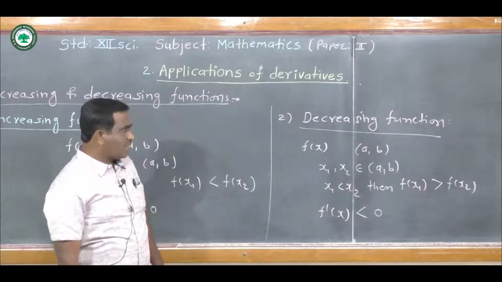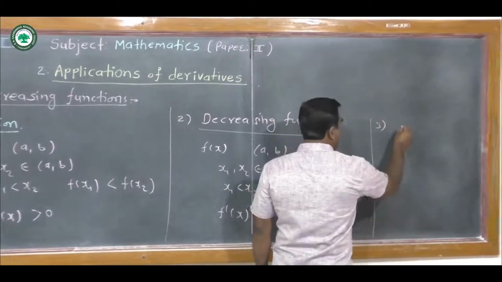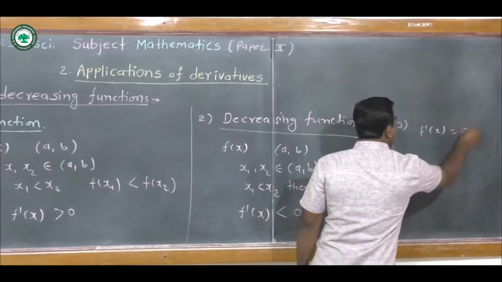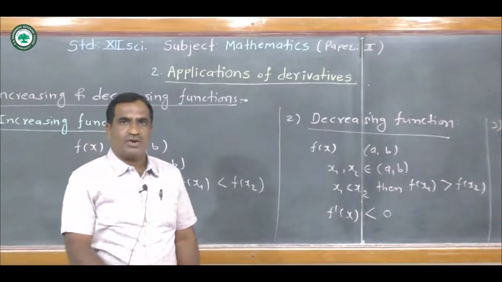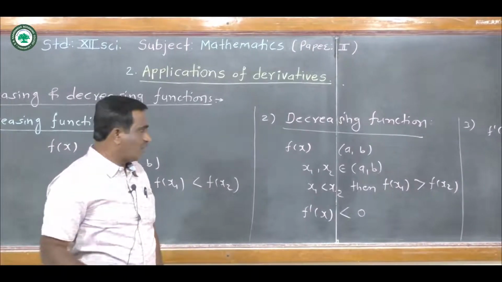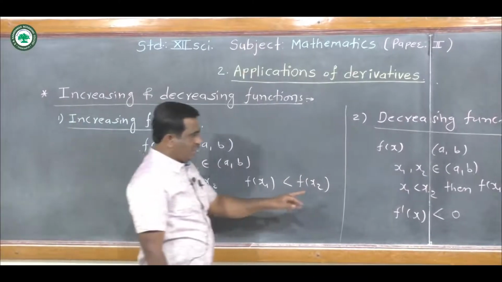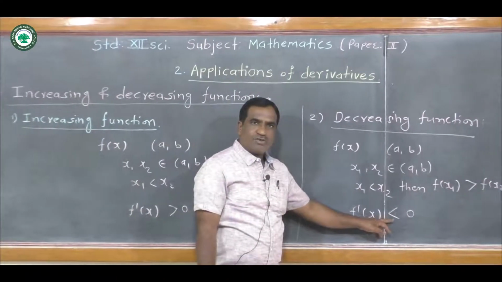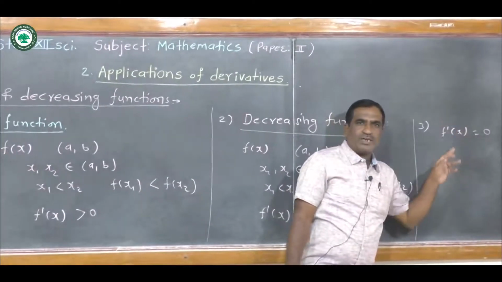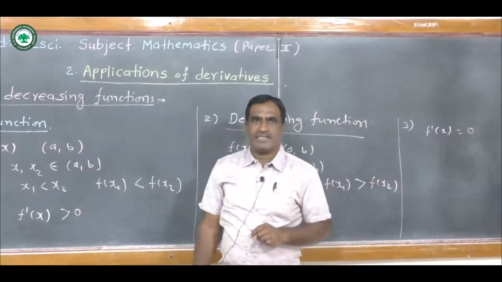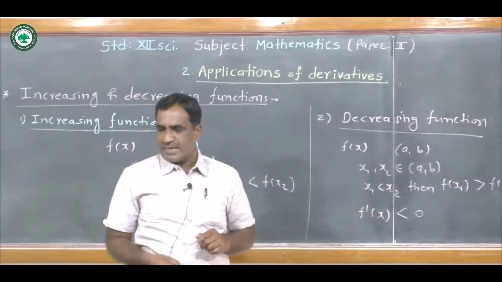Now the third case: if the function has derivative f dash of x equal to 0, then we cannot say the function is increasing or decreasing. So there are three conditions. If f dash of x is greater than 0, then the function is increasing. Second, if f dash of x is less than 0, then the function is decreasing. And if f dash of x is equal to 0, then we cannot deduce whether the function is increasing or decreasing. Now we see examples on this application, increasing and decreasing function.